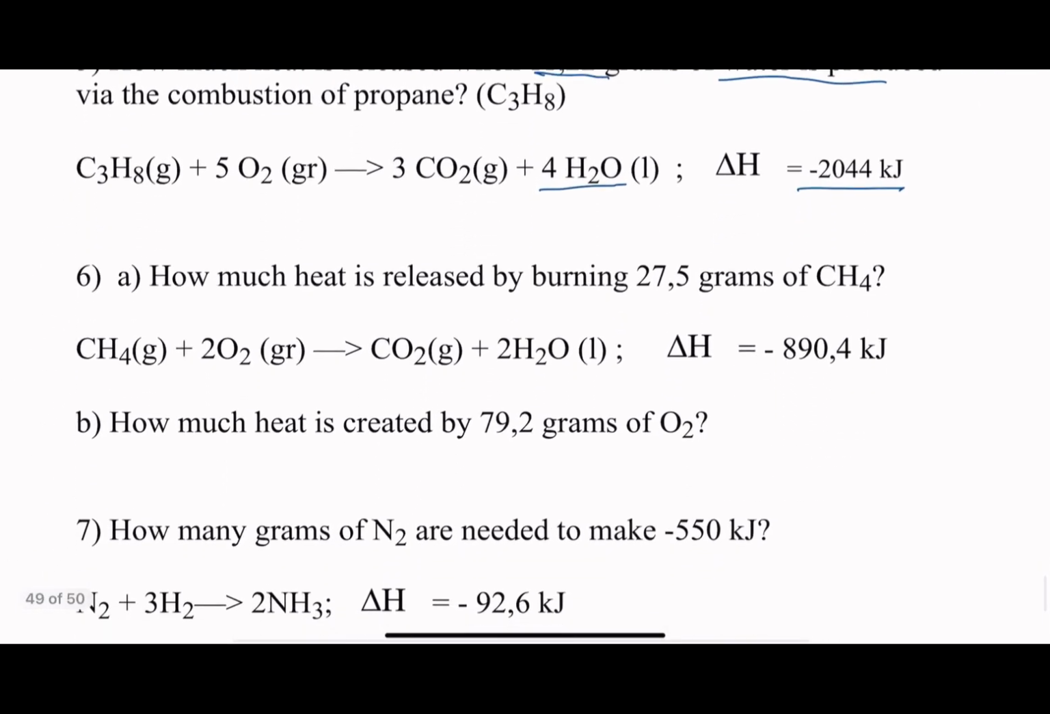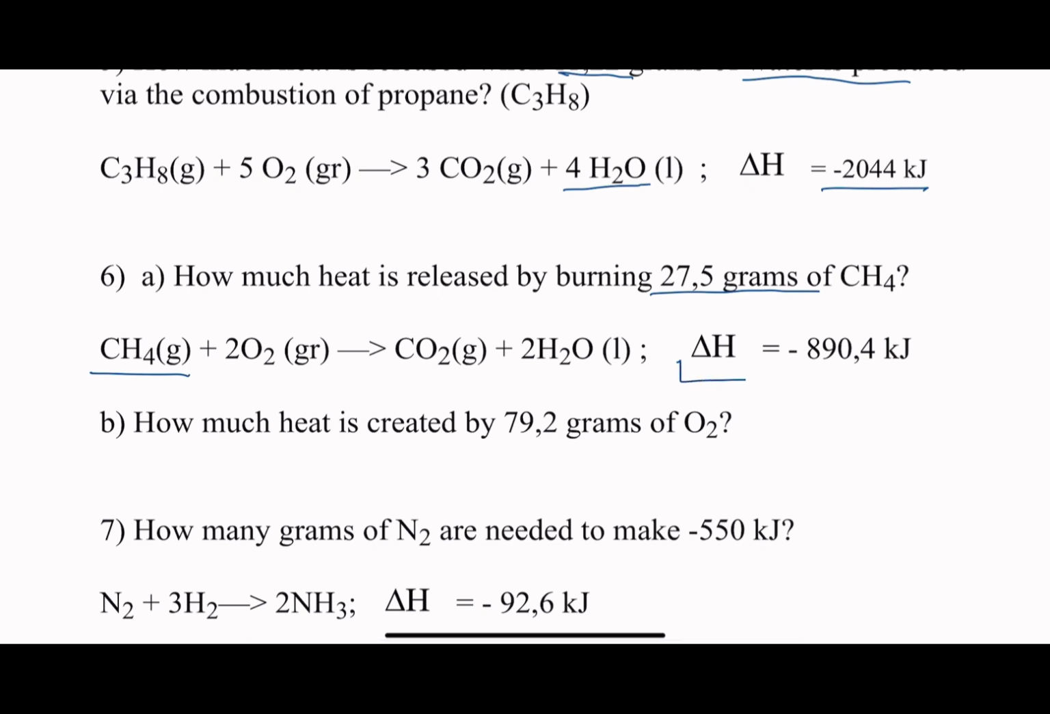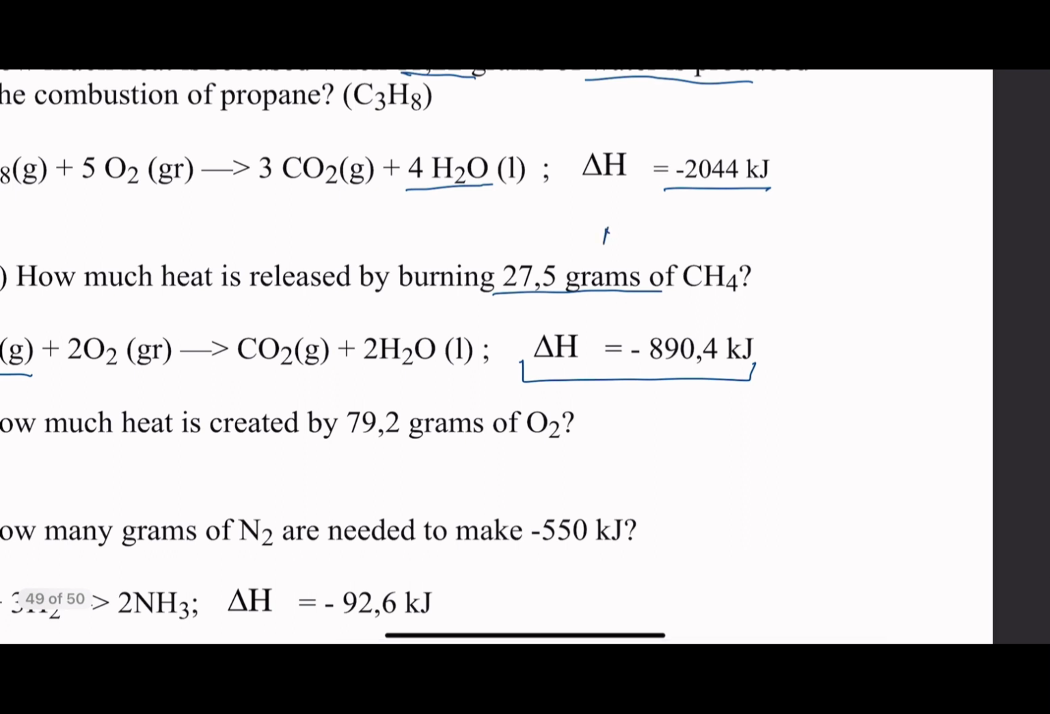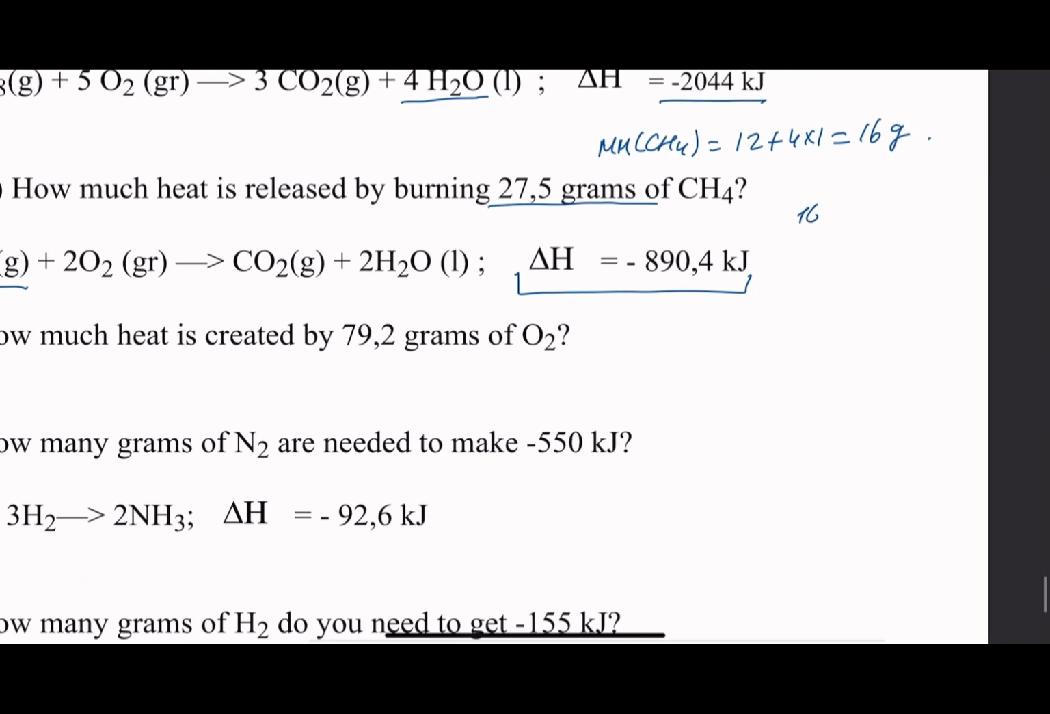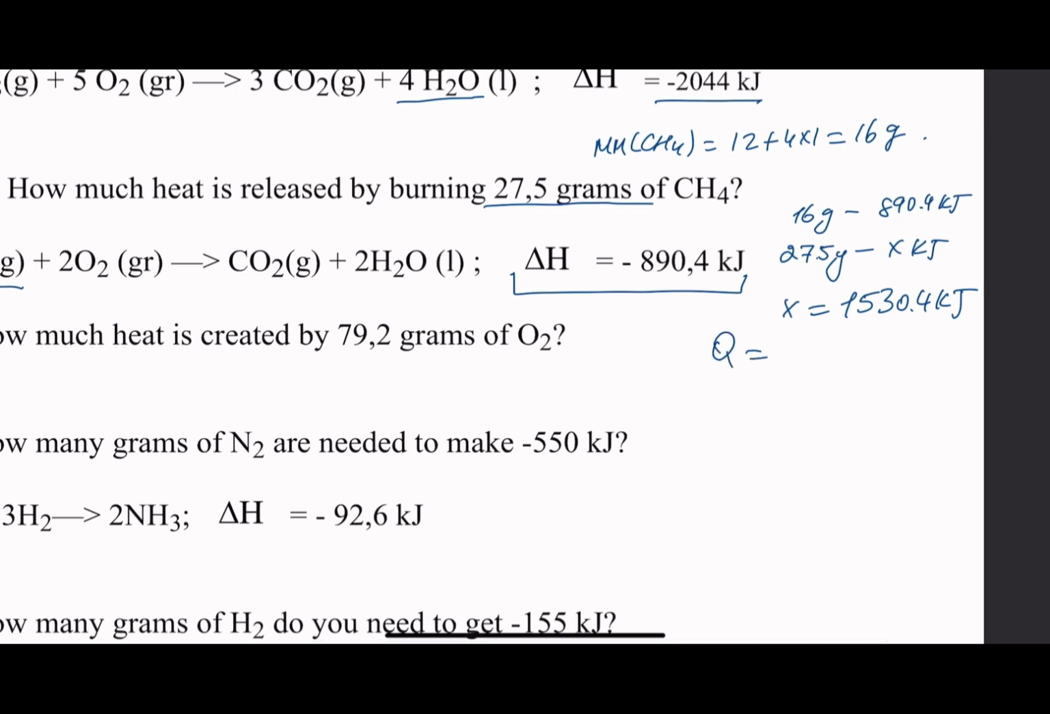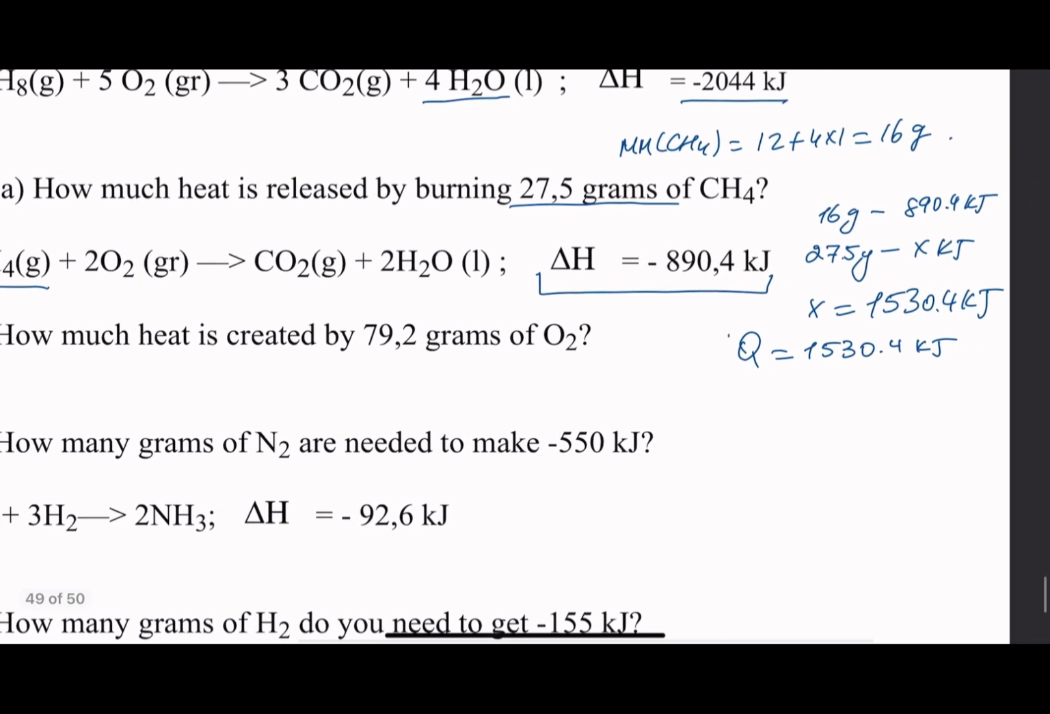How much heat is released by burning 20.5 grams of methane? Okay. So again, you see we have 1 mole of methane releasing this much energy. Combustion. So molar mass of methane is 12 plus 4 times 1, which is 16 gram. So for 16 gram, we're releasing 890.4 kilojoule. Now it's asking for 27.5 gram. It would be X kilojoule, and X would be 1530.4 kilojoule. Okay, and Q is going to be positive because it is exothermic. So 1530.4 kilojoule for 27.5 grams of methane, CH4.